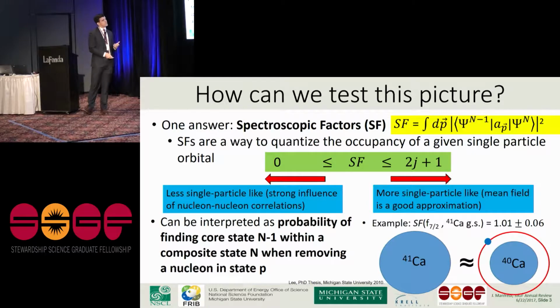And a simple example would be looking at the nucleus calcium-41 in the ground state at the S neutron orbital. The spectroscopic factor is 1. And what this means is that we can think about calcium-41 as being a calcium-40 inert core with a single neutron in an F7/2 orbital on top. And so this is a nice, pretty example because calcium-40 has 20 protons and 20 neutrons. And like I showed you before, 20 is a magic number. So this is really the nicest possible scenario where we can do this study. But of course, it's usually more complicated.